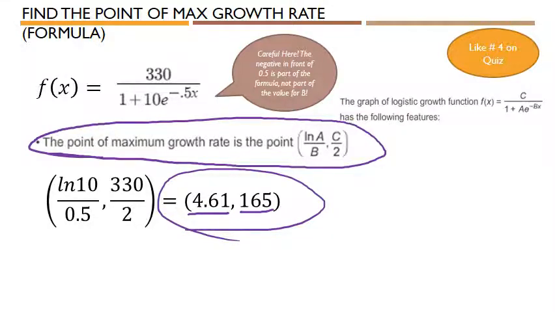Now also be careful, because look in your formula. Your formula has this negative bx. So if that number is negative, you only bring out a positive 0.5. That's why there's a ln of 10 divided by positive 0.5. The ln means natural log. So be careful there. Pay attention to those numbers. So this one's just like number 4 on your quiz.